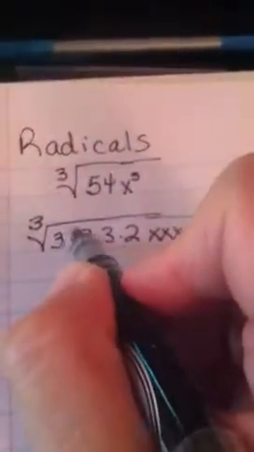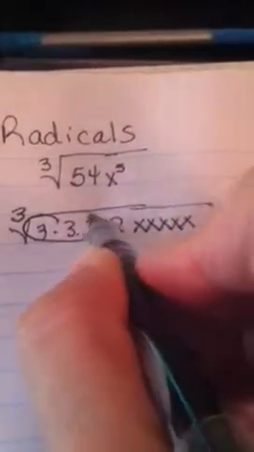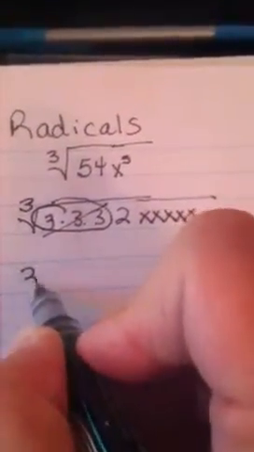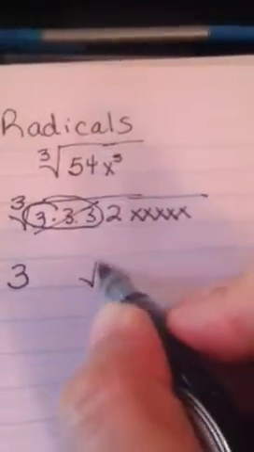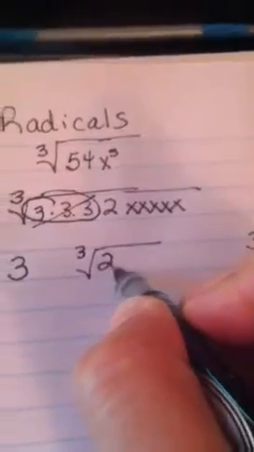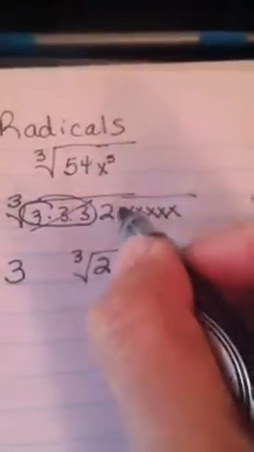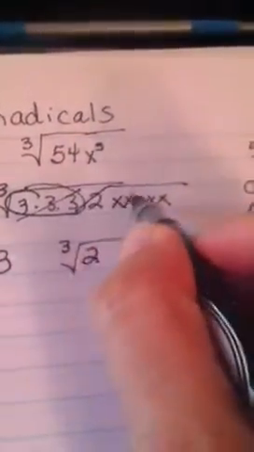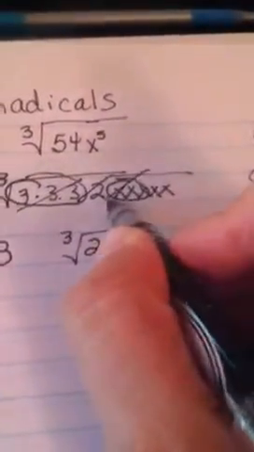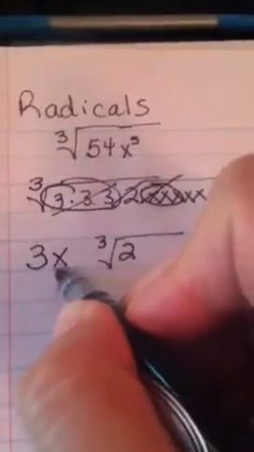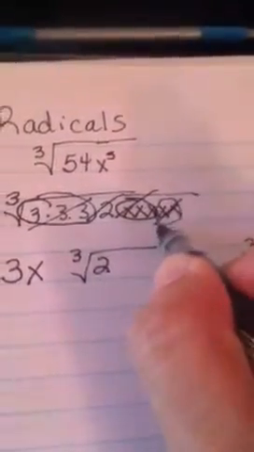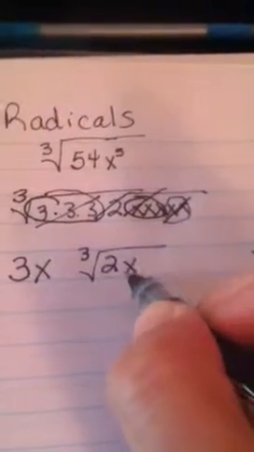So groups of 3. Here's a group of 3. That means they can come out from underneath the radical as a 3. Left underneath the radical is the 2. Mark things out as you either bring them out or leave them under to make sure you've taken care of everything. And now here are 3 x's, so they're going to come out from underneath the radical. And then here are 2 x's, and they're going to stay under because there were not 3 of them.